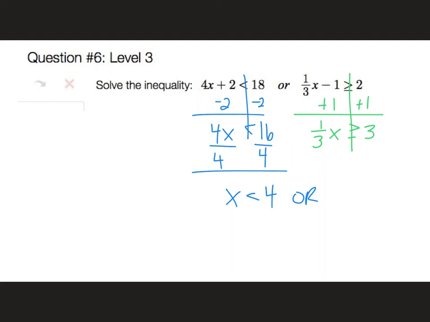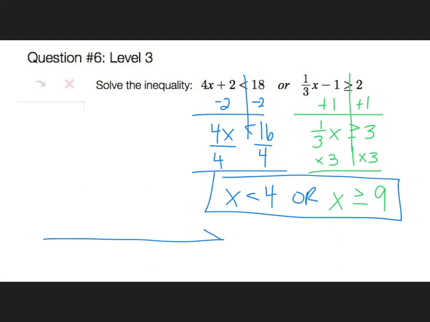Now I would say the number one error on this problem was this fraction here. So think of this fraction like a divide by 3, and the opposite of divide by 3 is multiply by 3. So slow down with some of those fractions. So we'll have x is bigger than or equal to 3 times 3 is 9. Now we got to graph this one as well. So we have an or situation. We've got an open dot on 4, a closed dot on 9, and since this is an or, our arrows are pointing away from each other.